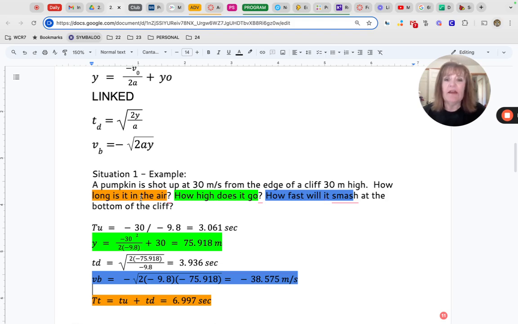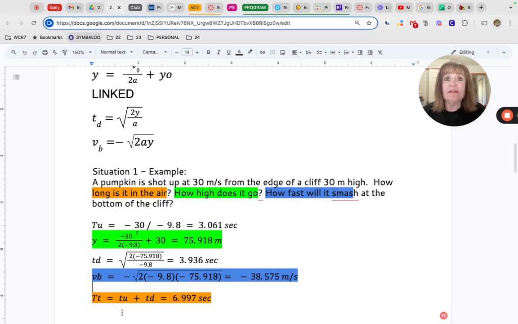Now notice that I found 4 things, but I have 3 questions because this one question says, how long is it in the air? That means a total time, adding time up and time down, to get 6.997 seconds.